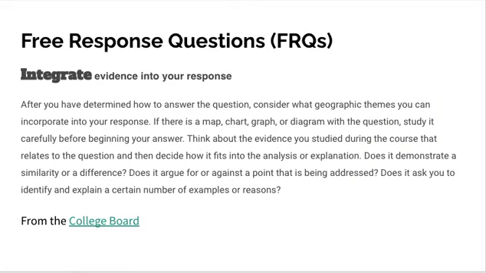So for the FRQs, it's really important that you integrate evidence into your response. After you figure out how you want to answer the question, you want to consider what geographic themes you can incorporate into your response. If there's a map, a chart, a graph, a diagram with the question, you want to study it carefully before beginning your answer. You want to think about the evidence you studied during the course that relates to the question and then decide how it best fits into that analysis or explanation.